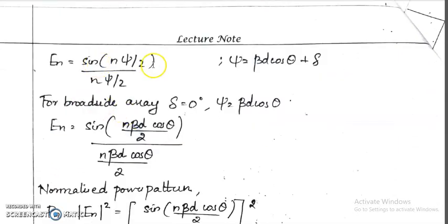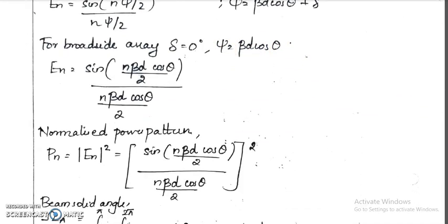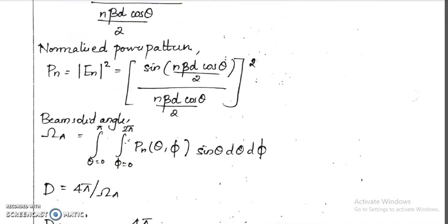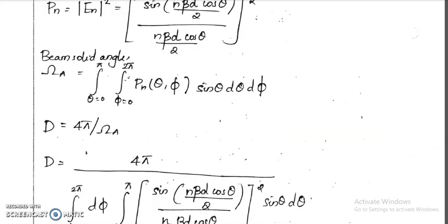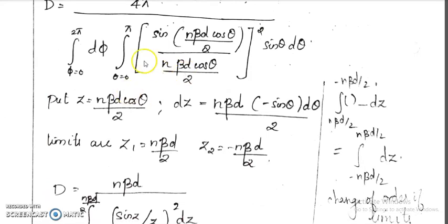So En becomes sin n psi by 2 divided by n psi by 2, and we know that delta is equal to 0 for a broadside array. So psi is equal to beta d cos theta. Substitute that, and you will get the equation of En. And we know that Pn is equal to En square, so you will get the normalized power. If you have the normalized power, you can easily compute the beam solid angle omega A using this equation. If we can find omega A, you can find the directivity D is equal to 4 pi by omega A.